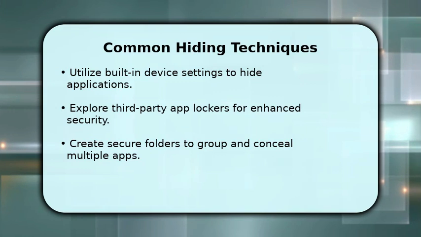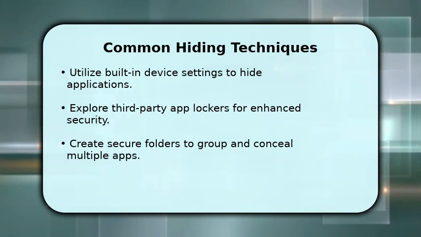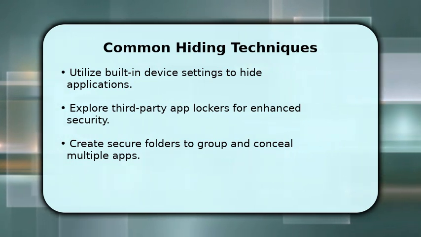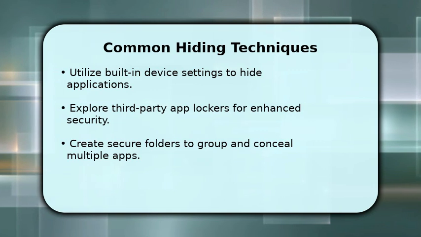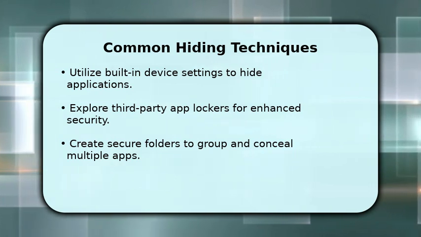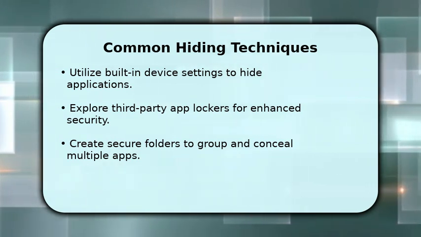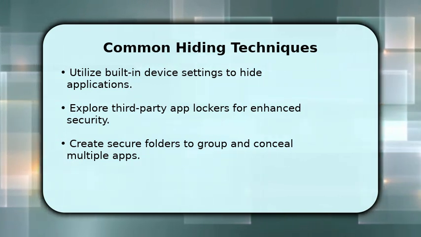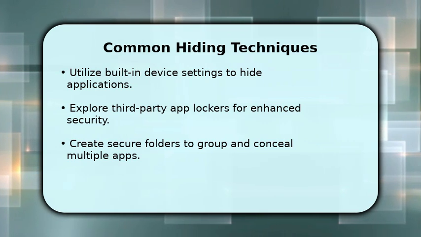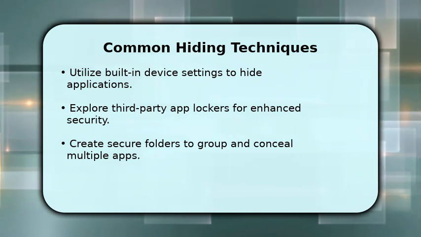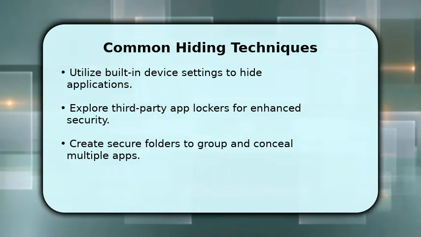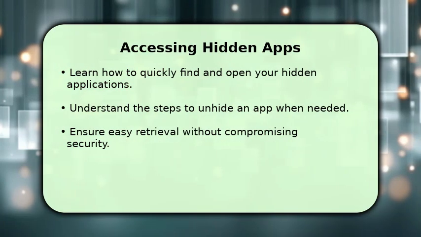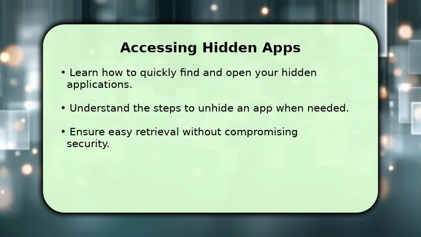There are several effective ways to hide apps. Many smartphones offer native settings that allow you to disable or hide applications directly from your app drawer. For more robust security, consider using a third-party app locker, which often requires a PIN or fingerprint to access hidden content. Another popular method involves creating secure folders on your home screen, effectively grouping and concealing multiple apps within one icon.